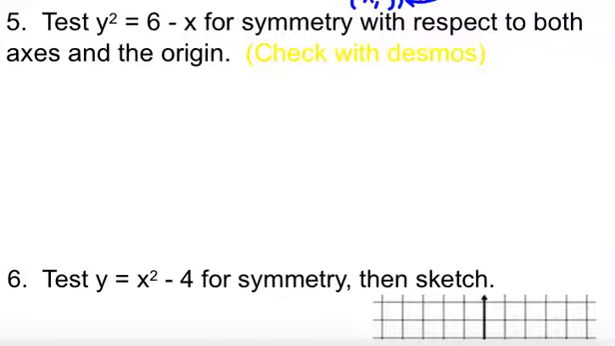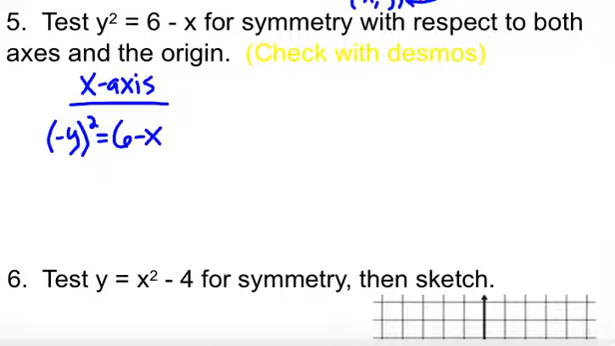So we have this function, y squared equals 6 minus x. We're going to test it for symmetry. We're going to test x-axis, y-axis, and origin. So there are 3 steps to this. First, we're going to check for x-axis. To check for x-axis symmetry, we plug in negative y. So we do negative y squared equals 6 minus x.